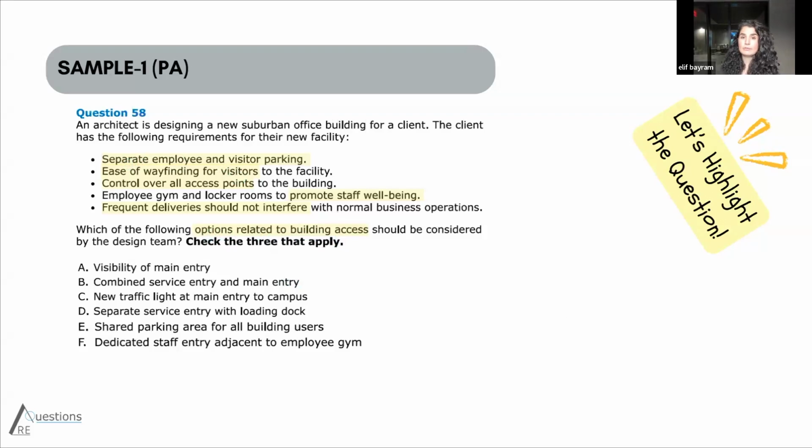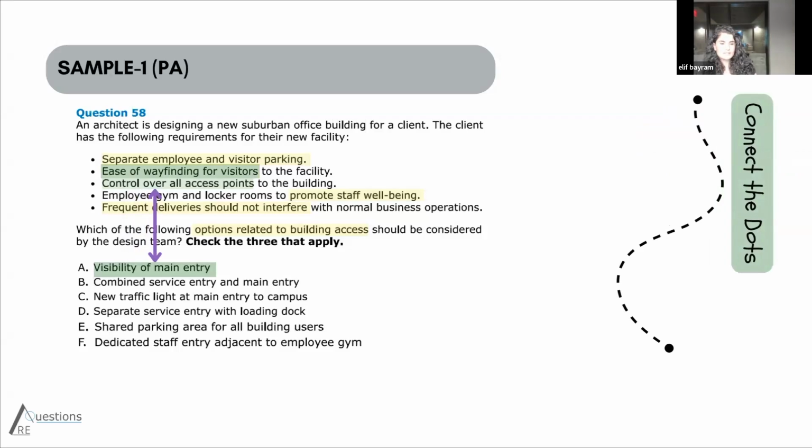I think this is not an easy question because they give 5 criteria and you immediately jump to the conclusion that all these options should check these 5 criteria. But it's not like that. The question says options related to building access. So you are going to read this, but not all of them are related to building access, okay? So you need to pick the ones that are related to building access. So I think that makes it a bit trickier.